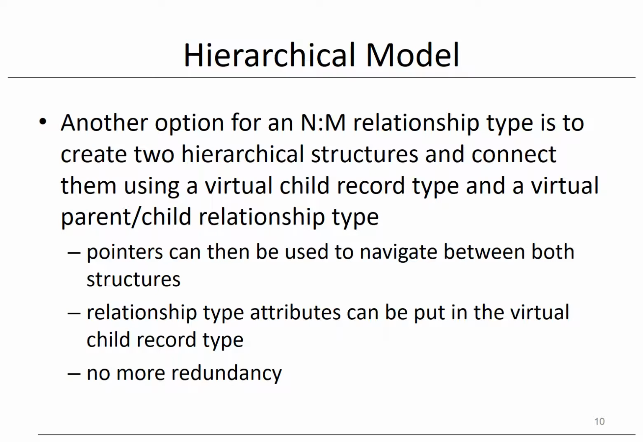Another alternative to implement an n-to-m relationship type is to create 2 hierarchical structures and connect them using a virtual child record type and a virtual parent-child relationship type. Pointers can then be used to navigate between both structures. The relationship type attributes can be put in the virtual child record type. This solution has no more redundancy, since multiple virtual children can refer to one parent.